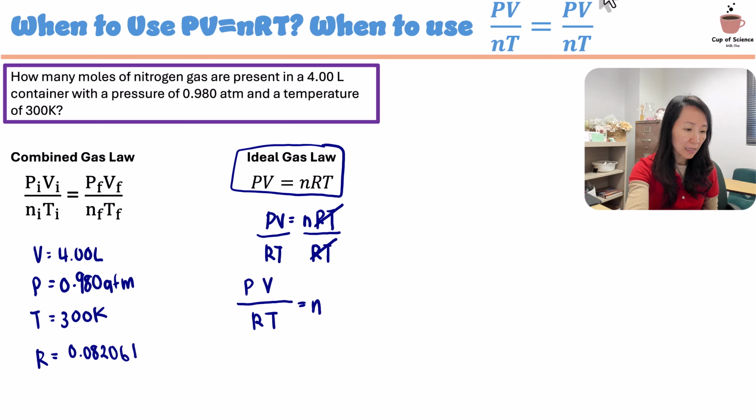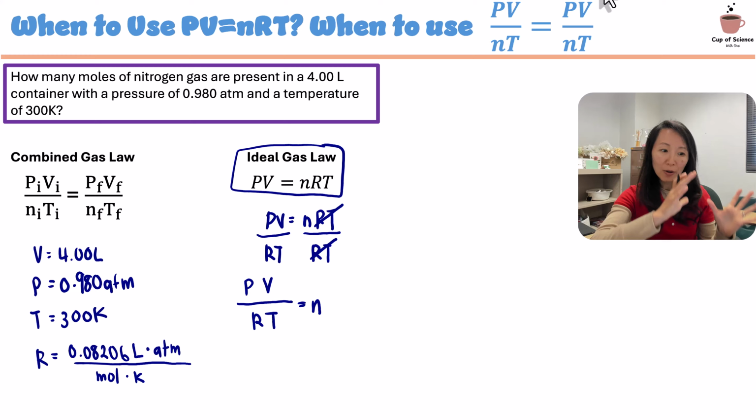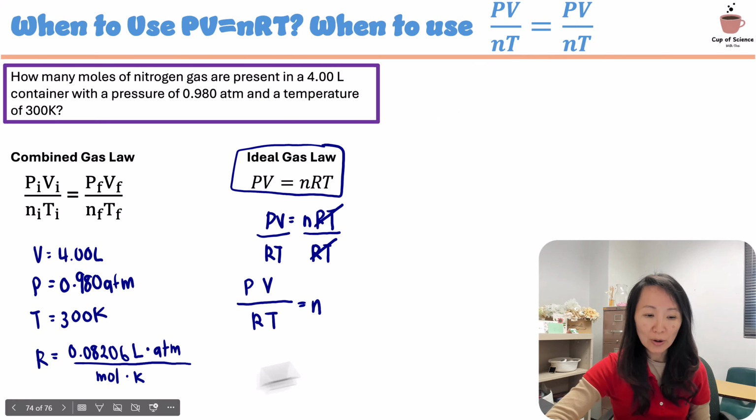0.08206 liter atm all over mole K. That's a little handful, but we're going to take all that and plug it into this equation that you have set up.